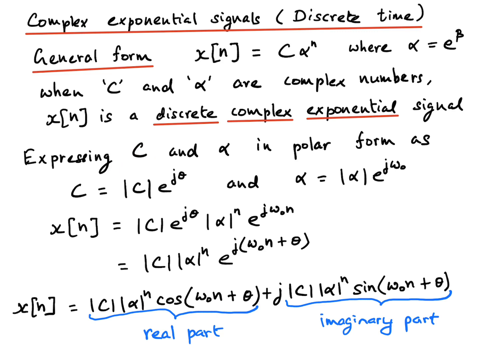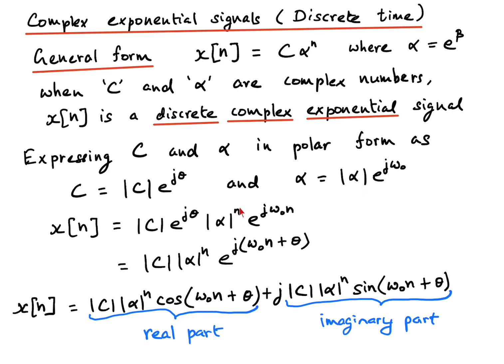In the case of continuous signals, we represented C in polar form, and the parameter r there in rectangular form. But now for the discrete case, we are going to express both C and alpha in polar form, and then expand our signal and see what it looks like for different combinations of alpha. So we denote the parameter C in polar form as magnitude of C times e^(j theta), where theta is the phase of C. Similarly, alpha has magnitude of alpha, and its phase is omega naught. Now we substitute these in our general expression: in place of C we substitute this term, and in place of alpha we substitute this term, and alpha is raised to the power n.